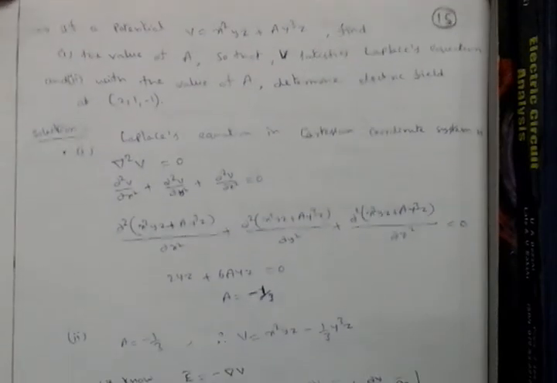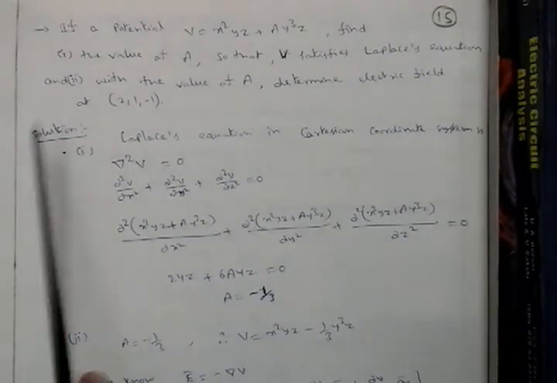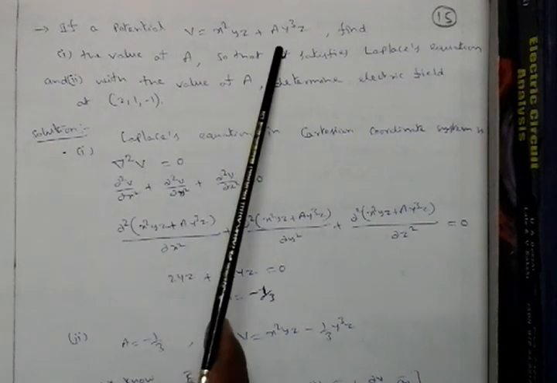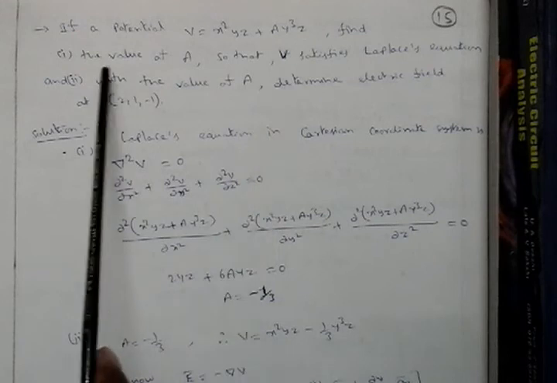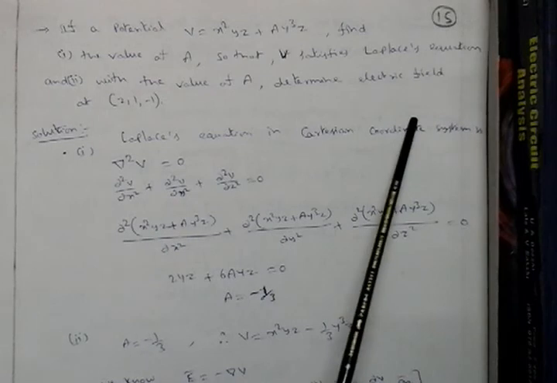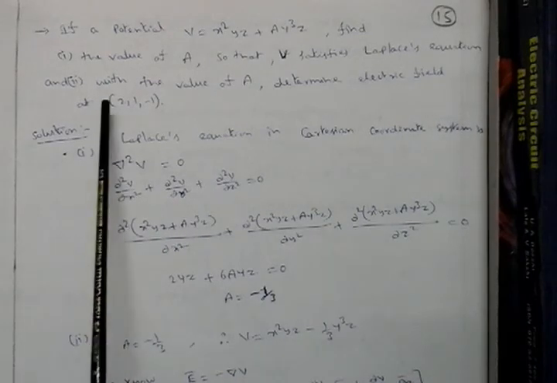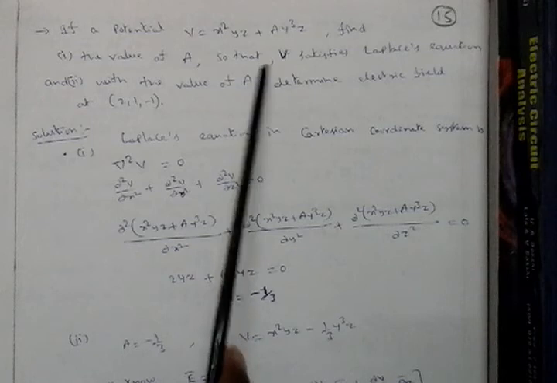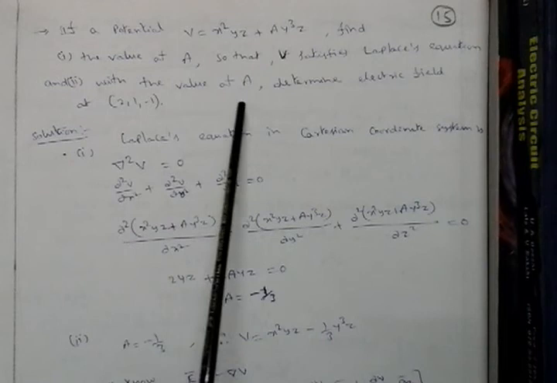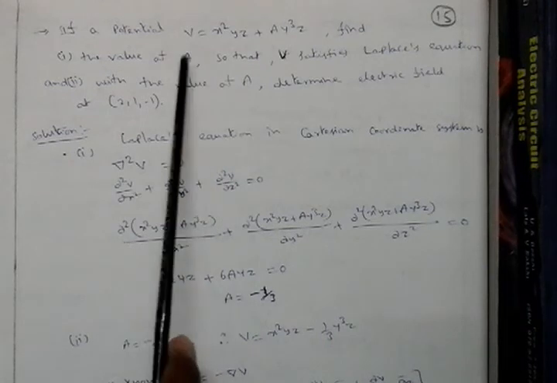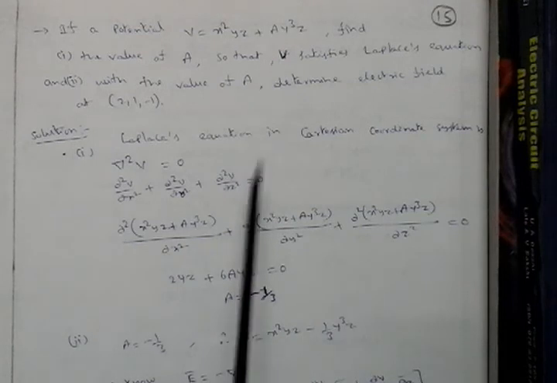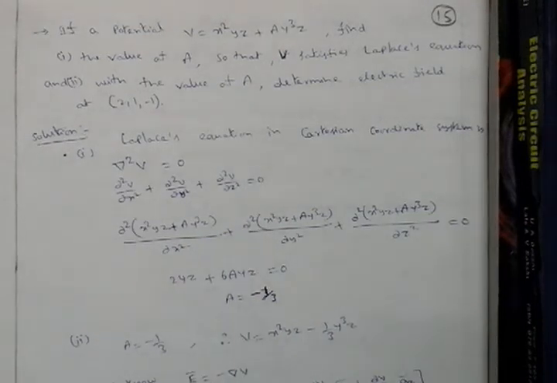Next, one more problem based on the Laplace equation: if a potential V is equal to x square yz plus a y cube z, find the value of a so that V satisfies the Laplace equation. And with the value of a that we determine here, determine the electric field intensity. The relation between electric field intensity and V is E bar is equal to minus del V. So whatever value you get for a, substitute in this, then using the relation E is equal to minus del V, you can determine the solution.